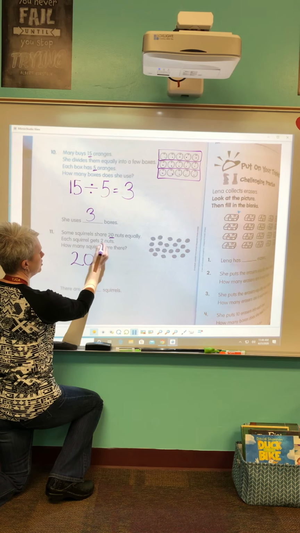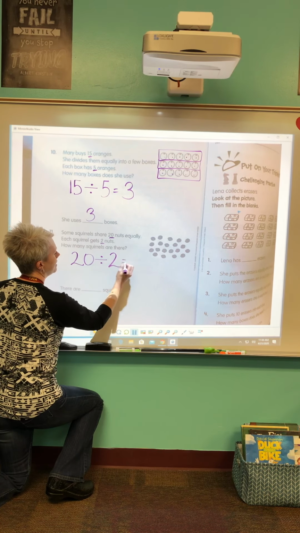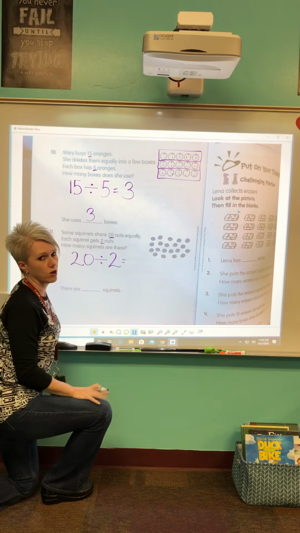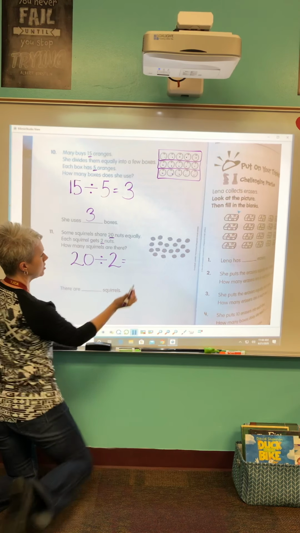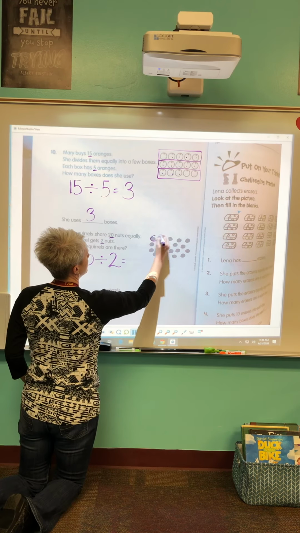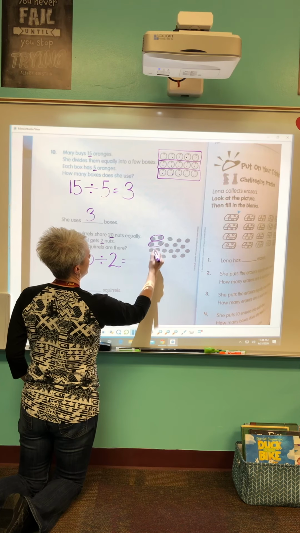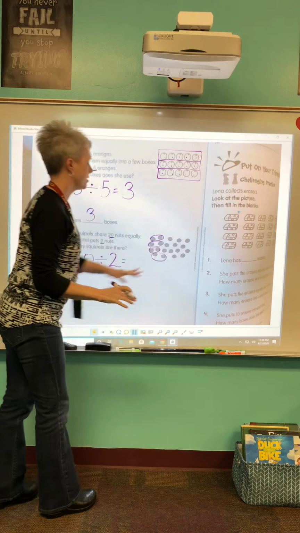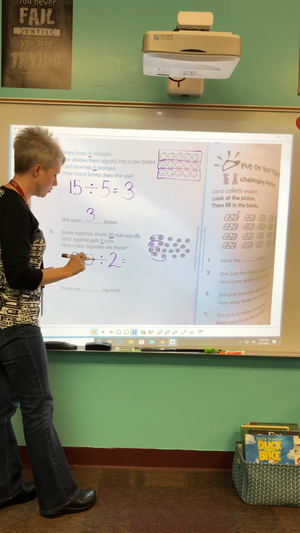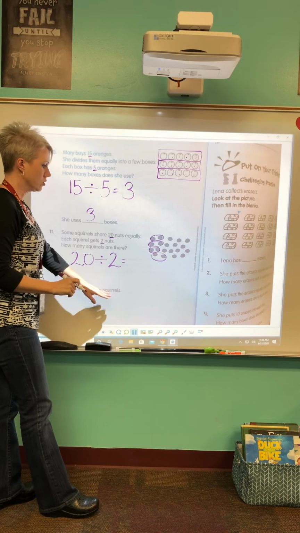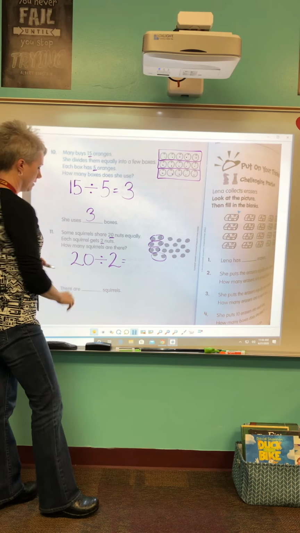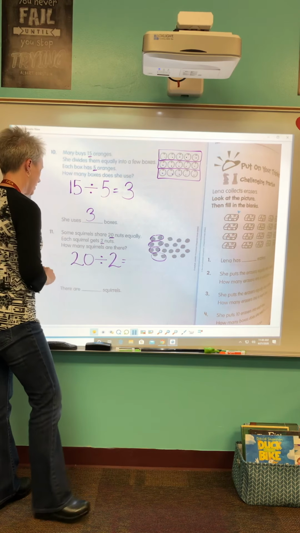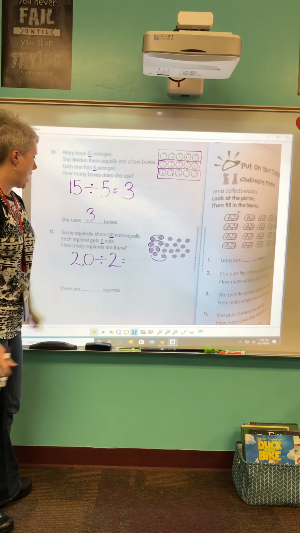Each squirrel gets 2 nuts, so we're dividing by 2. How many squirrels will you have? So you're going to circle up 2 nuts, because each squirrel gets 2 nuts, okay? So circle up so that you have 2 nuts in each group. There are blank squirrels, okay? So you guys finish that one out all by yourself. Write your answer here and there.